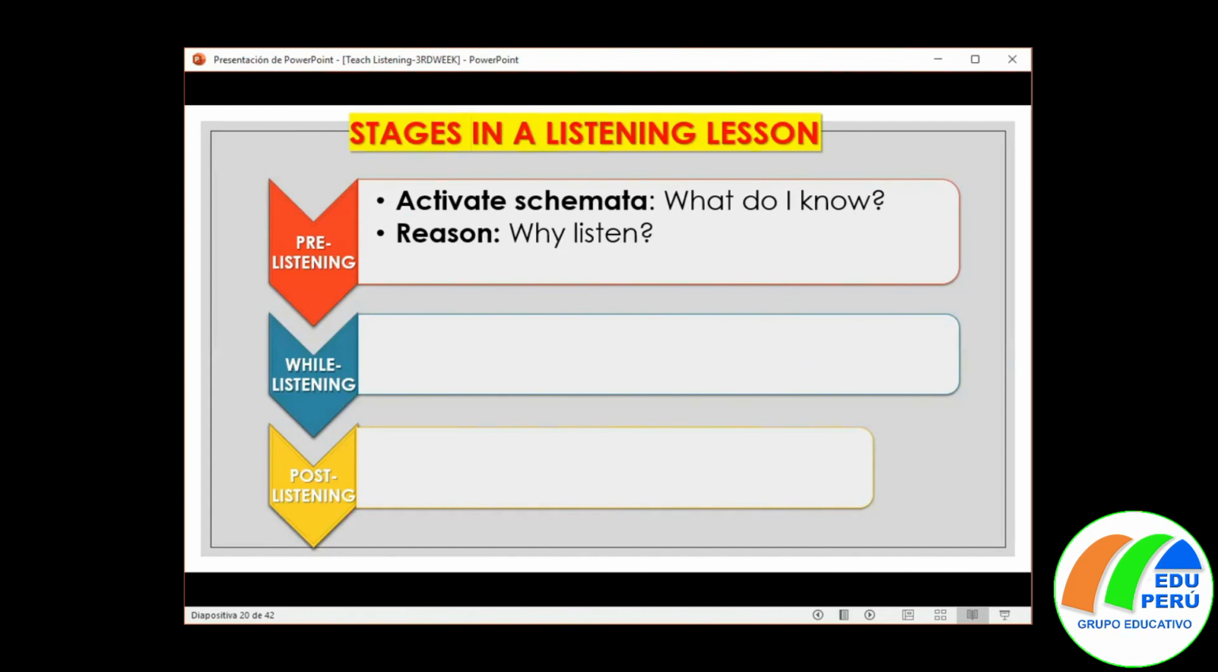Notice, this is related to the pre-listening stage. And prediction. What can I expect to hear? So notice the 3 aspects involved in the pre-listening stage. First, you need to activate the schemata, you need to give a reason to your students, and predict. You're going to make your students predict what they are expected to listen to. All right, so this is the pre-listening stage. Let's pass to the while listening stage. What are we going to do in the while listening stage?